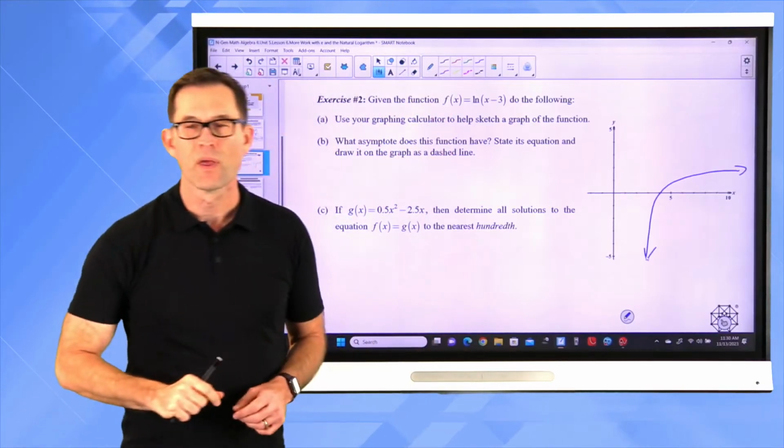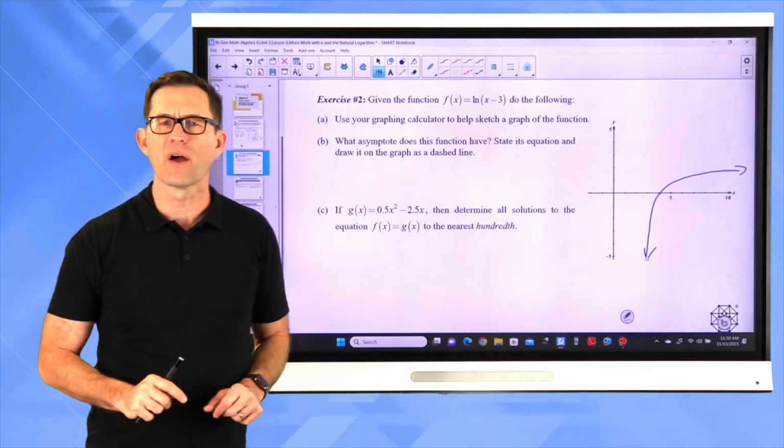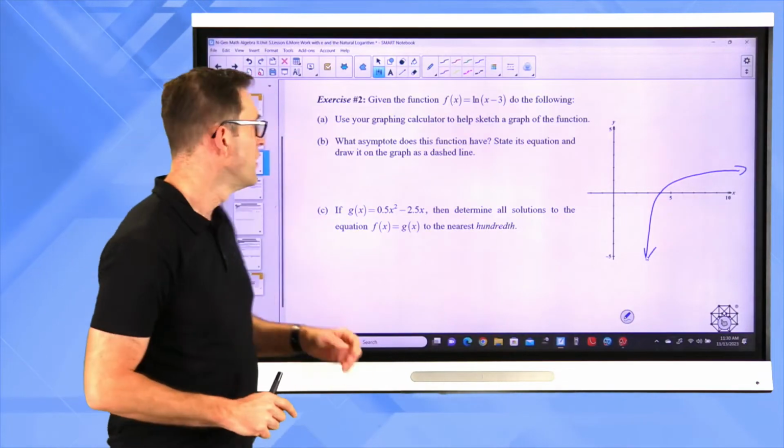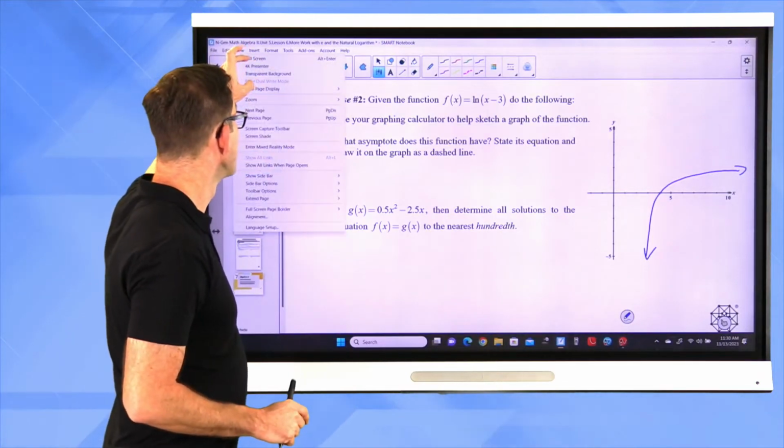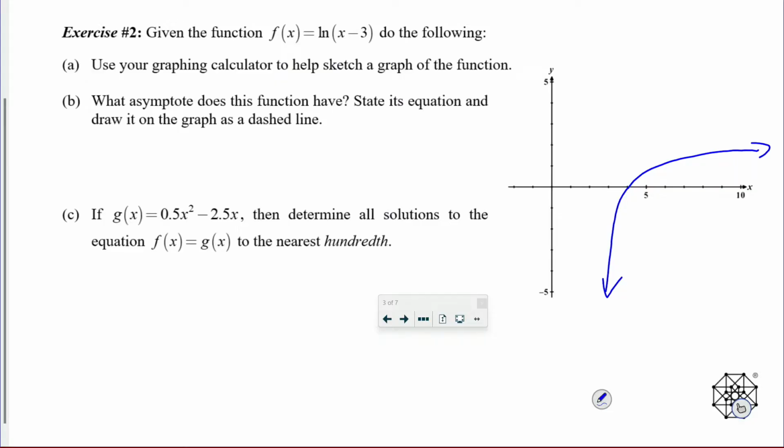Okay. And I know that it goes through an x-intercept of 4, but as long as you've got that pretty close, that's fine. Let's take a look at letter B. What asymptote does this function have? State its equation and draw it on the graph as a dashed line.